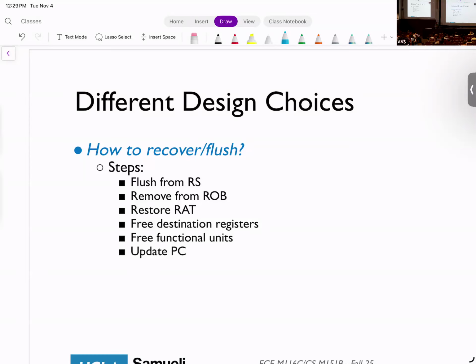You need to restore your RAT if you have a RAT. You need to free the destination registers, free the functional units, and update the PC. So you need to do all of these steps in your design to make sure that you go back to the state that you were supposed to be in. In the discussion sections, you're going to see an example of this when the branch is being recovered, so you see what those steps are.